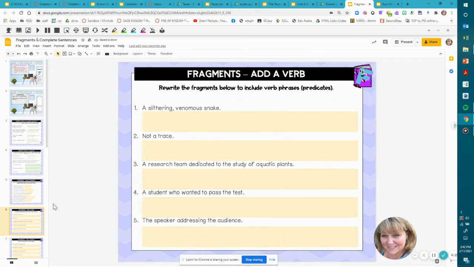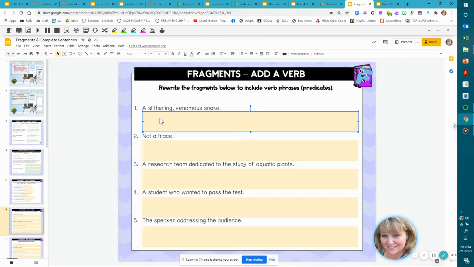On the next slide, you're going to add a verb. Rewrite the fragments below to include verb phrases or predicates. A slithering venomous snake. So you would just say, a slithering venomous snake, what? Tell the verb that the snake did and make it a complete thought.